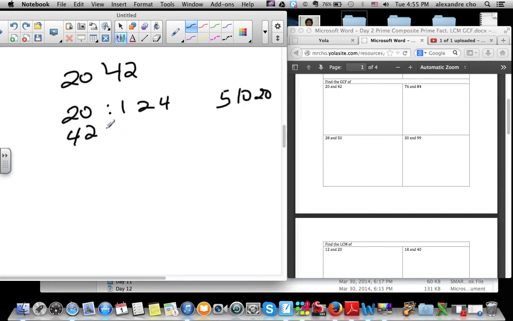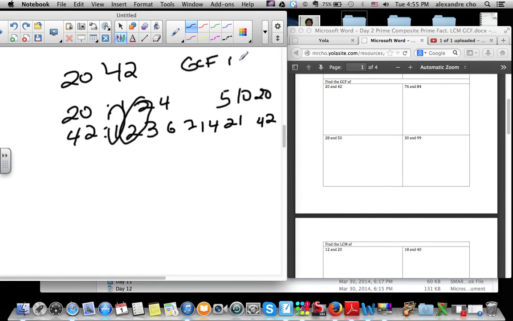42. You get 1 and 42, so you want to list factors, okay? 1 times 42. 2 and 21. 3, yes. And 3 is 3 and 14. 4, no. 5, no. 6, yes. 6 and 7. So what do you have in common? You have the 1s in common. You have the 2s in common. Anything else in common? That's it. So the GCF of 20 and 42 is 2.